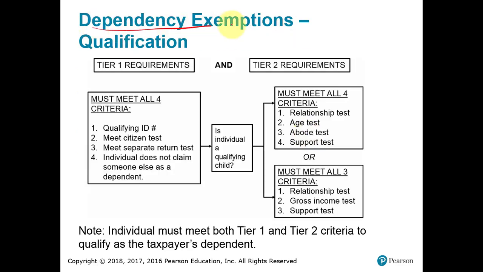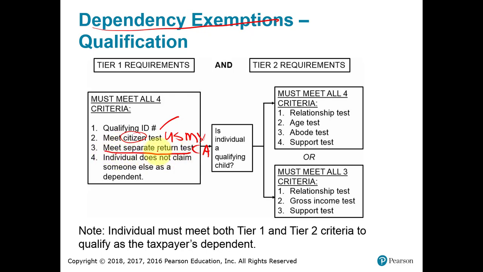If you are a dependent, you have to meet these rules here. You have to have a Social Security number. You have to be a citizen of the U.S. or a resident of the U.S. or even Canada and Mexico. Okay, they call that citizen test, but it really is either citizen of U.S. or resident of U.S., Mexico, and Canada. Resident. Here it says you have to meet a separate return test.